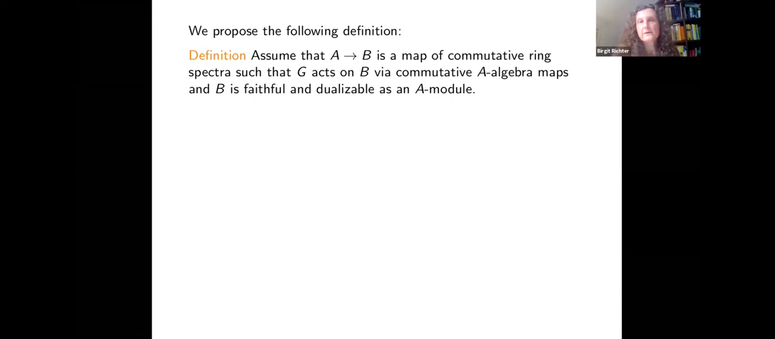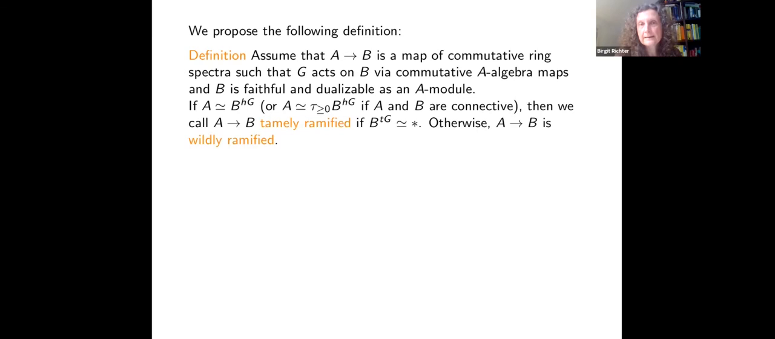So with all this preparation, what we propose is the following definition. We have a map of commutative ring spectra, with a G action on the bigger one, B. We assume that B doesn't kill anything that wasn't dead, and that it is finite in the sense of being dualizable. Then if A is equivalent to the homotopy fixed points, or the corrected homotopy fixed points in the connective case, we call A tamely ramified if the Tate construction is trivial, and otherwise we call this wildly ramified.